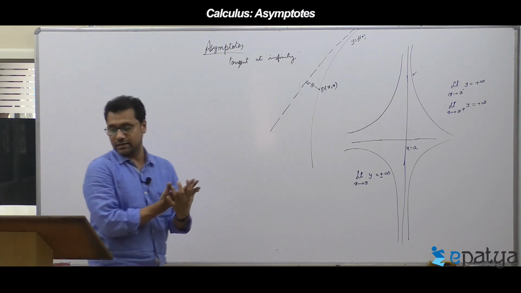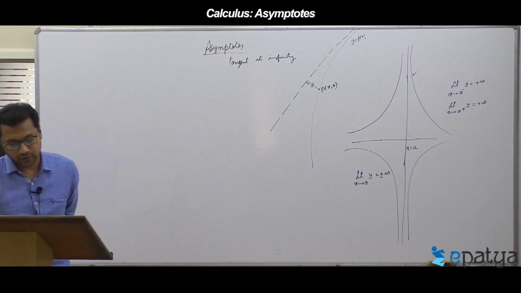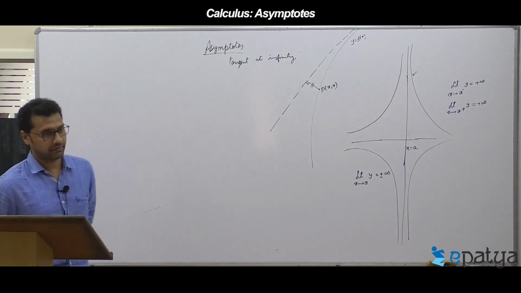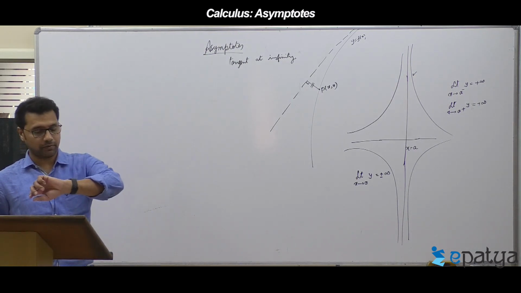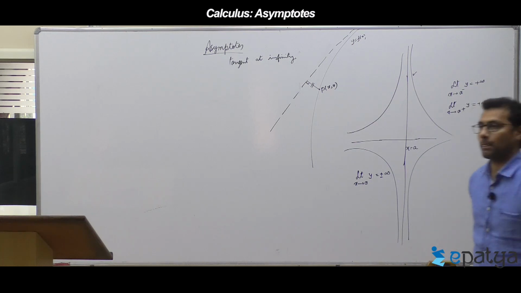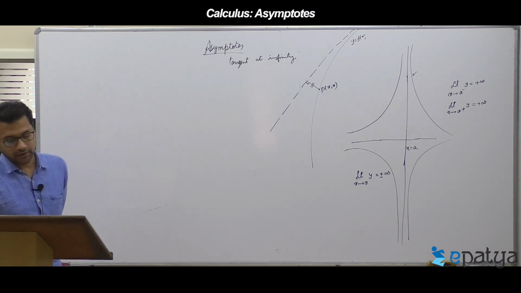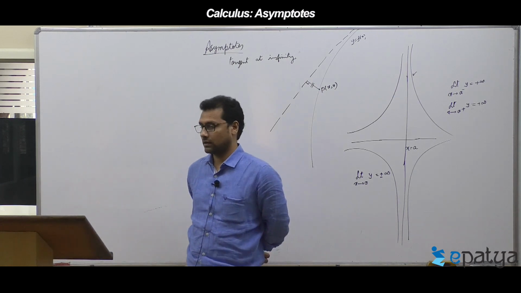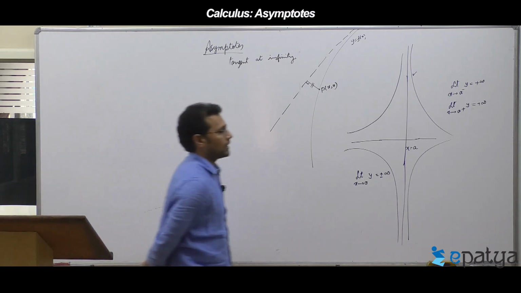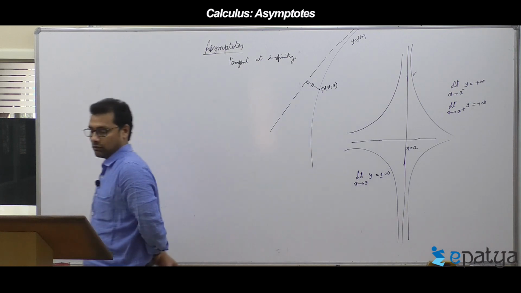Asymptote. A straight line is said to be an asymptote of the curve y equal to f of x if the perpendicular distance of the point P, x comma y on the curve from the line tends to 0 when x and y both tend to infinity.